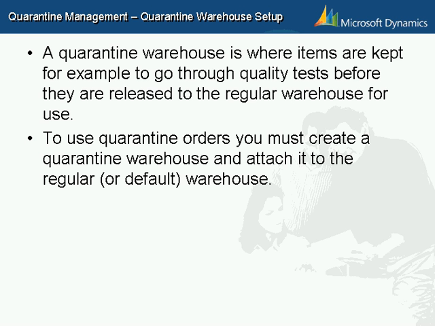To facilitate the manual or automatic quarantine of an item, you must create a warehouse to hold the quarantined item. Within Microsoft Dynamics AX 4, there are two types of warehouse, default and quarantine. A quarantine warehouse is where items are kept, for example, to go through quality tests before they are released to the regular warehouse for use. To use quarantine orders, you must create a quarantine warehouse and attach it to the regular or default warehouse.